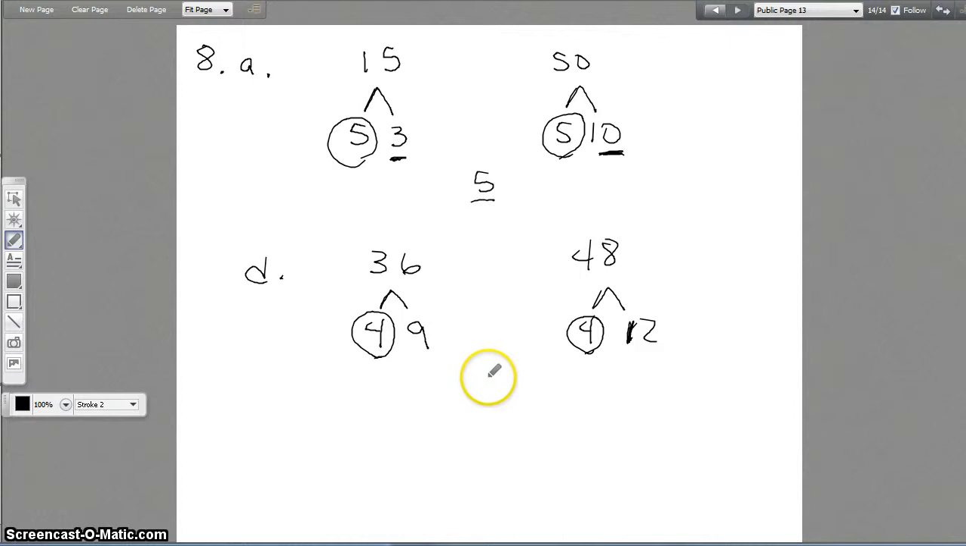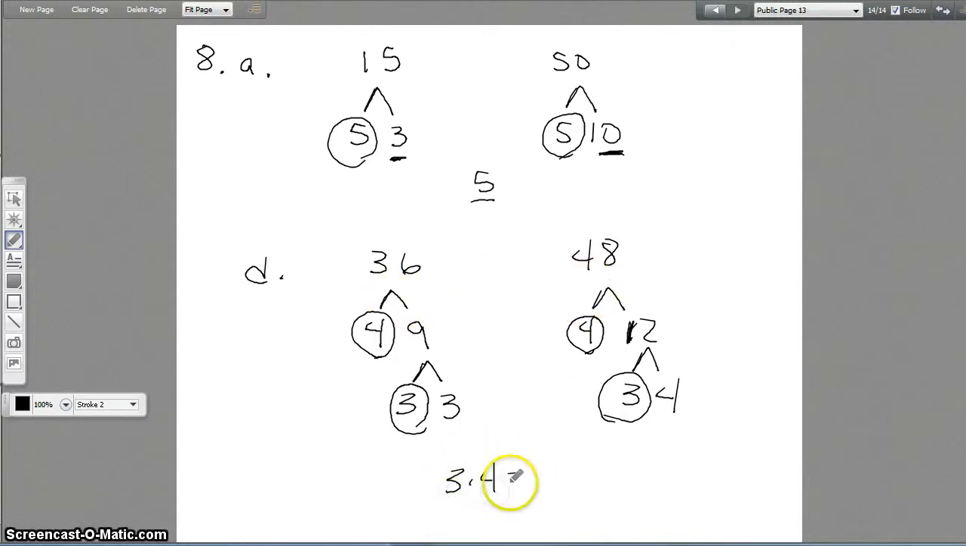Is there a common factor between what's left over? We have a 9 and we have a 12. Well, those are both multiples of 3. 9 can be broken down into 3 times 3. 12 can be broken down into 3 times 4. So that means we do have another common factor. We have a 3 in common. So our greatest common factor between 36 and 48 is going to be 3 times 4, which is 12.